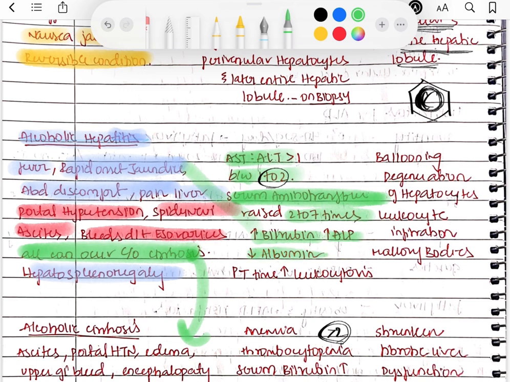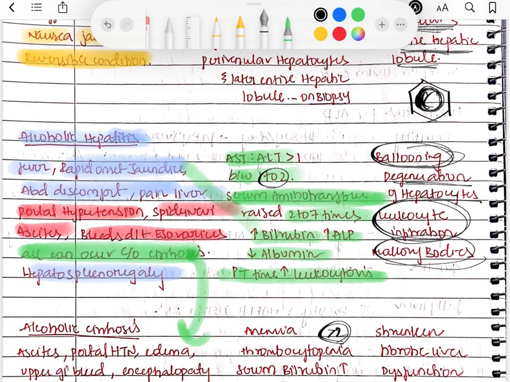ALP will be rising and there will be a decrease in albumin. Prothrombin time will be increasing, causing leukocytosis. Now coming to the biopsy, you can see this ballooning, Mallory bodies and leukocytic infiltration. So this is important to keep in mind in alcoholic hepatitis. You can see this ballooning degeneration of hepatocytes, Mallory bodies and leukocytic infiltration.